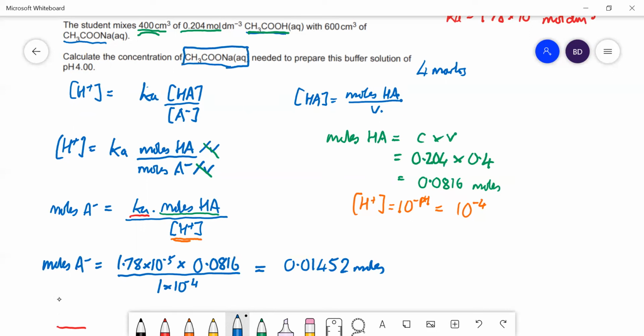So that's the number of moles of the sodium ethanoate, but we need to work out the concentration of it. Now we're making the solution by mixing 600 centimeters cubed of that sodium ethanoate. So the concentration of sodium ethanoate, let's write it down properly, is equal to the moles over the volume.